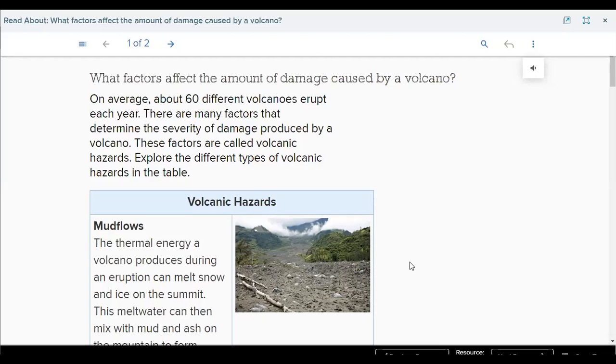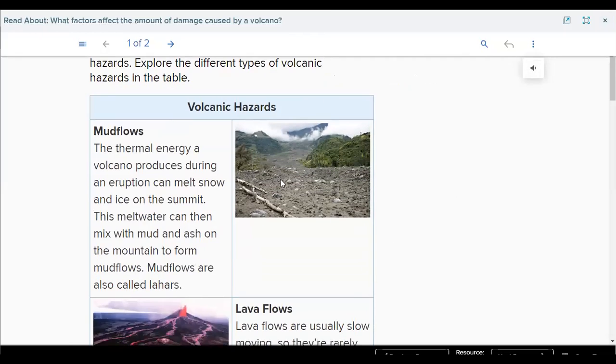Now, volcanic hazard. The first one is called mud flow. Can you read, Mohammed, please? What's meant by mud flows? The thermal energy a volcano produces during an eruption can melt snow and ice on the summit. This meltwater can then mix with mud and ash on the mountain to form mud flows. Mud flows are also called lahars. Good.